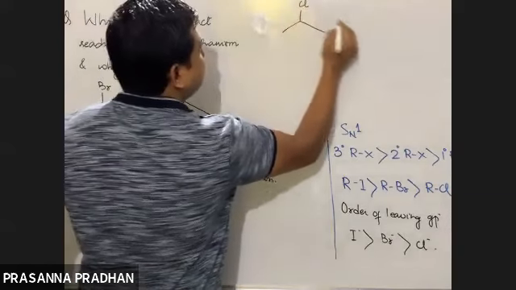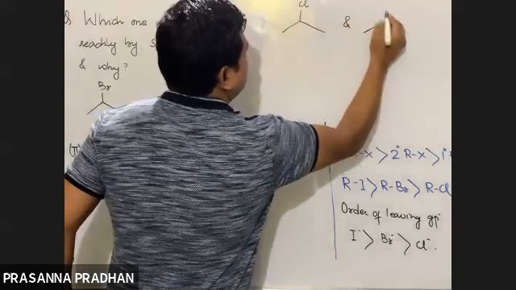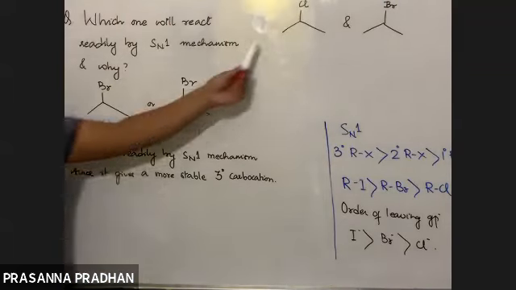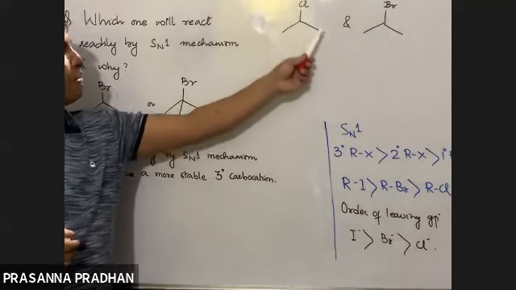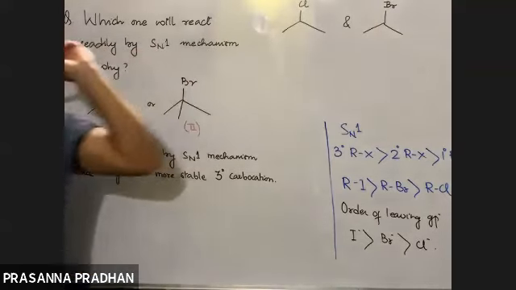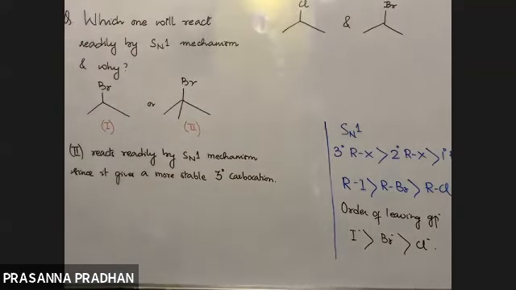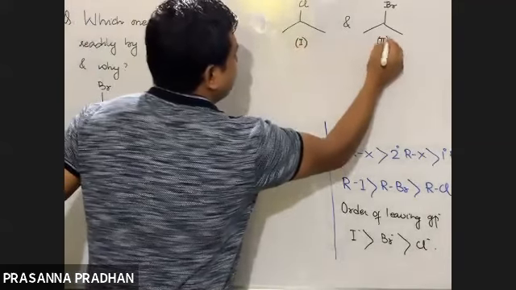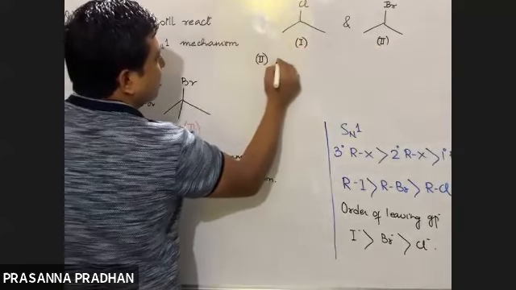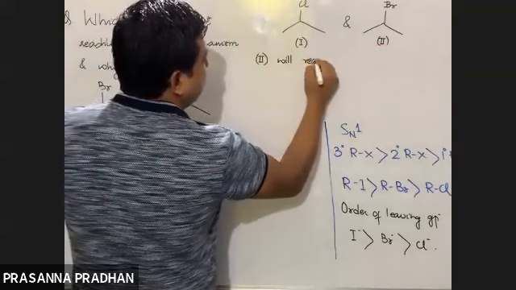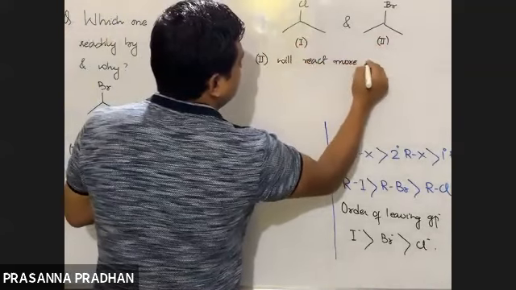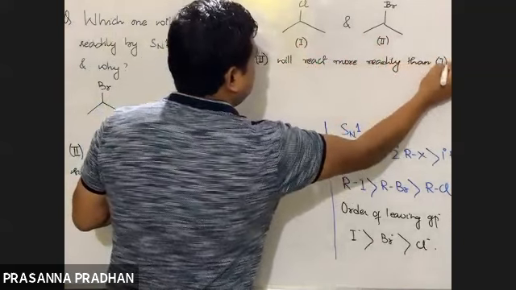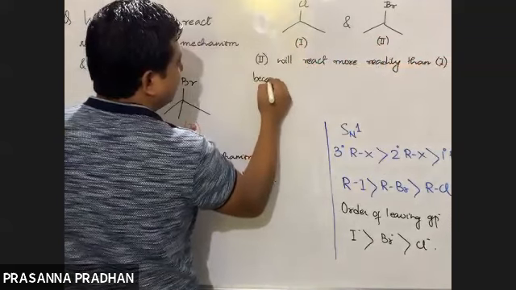So suppose we have this. Now here the alkyl group is the same: 2-chloropropane, 2-bromopropane. The alkyl group is the same, they just differ in the nature of the leaving group. So which one will react readily by SN1 mechanism, 1 or 2? What will be the answer? So 2 will react more readily than 1 because what will you write? Because what?